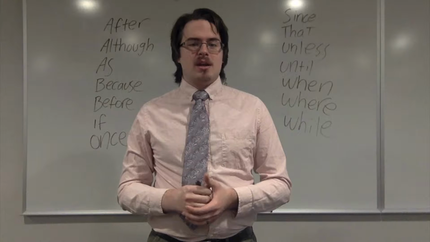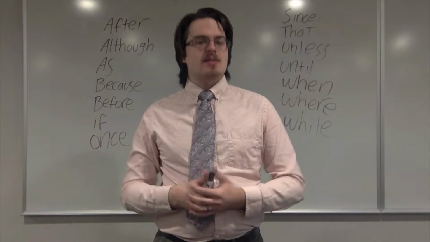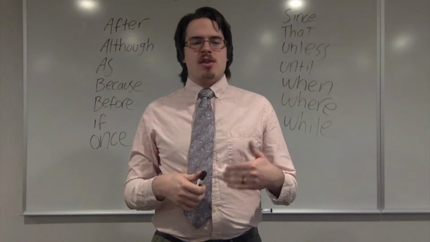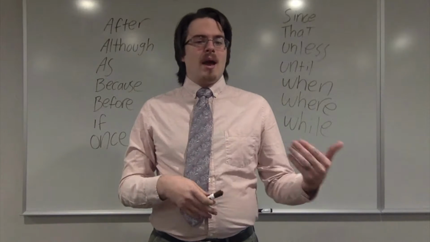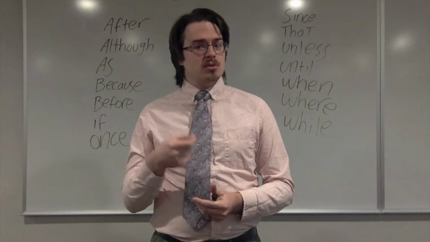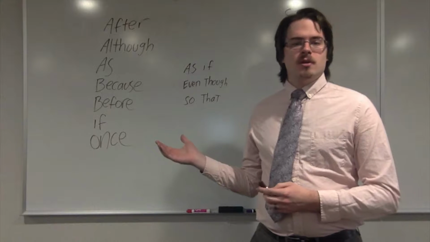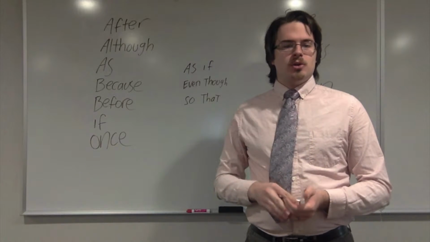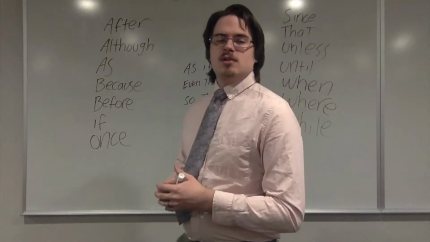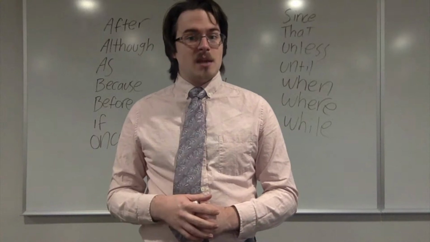Some common subordinating conjunctions include after, although, as, because, before, if, once, since, that, unless, until, when, where, and while. There are also a few phrasal subordinating conjunctions, which include as if, even though, and of course so that. All of these introduce and are a part of a dependent clause. Let's look at some examples.